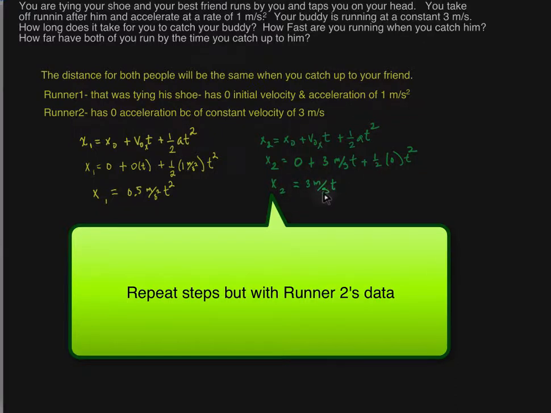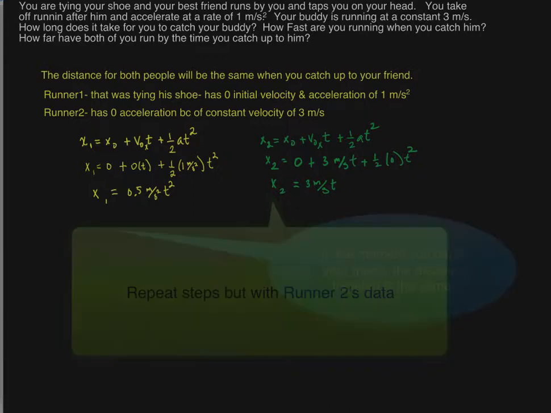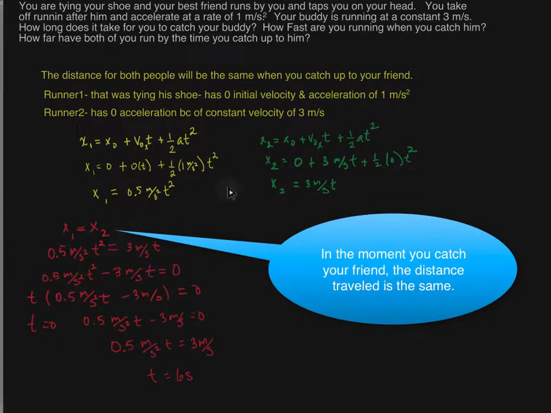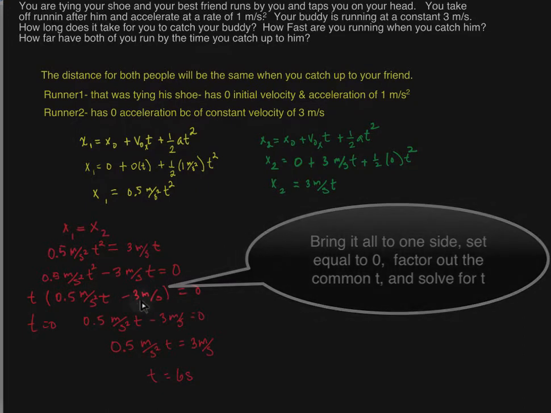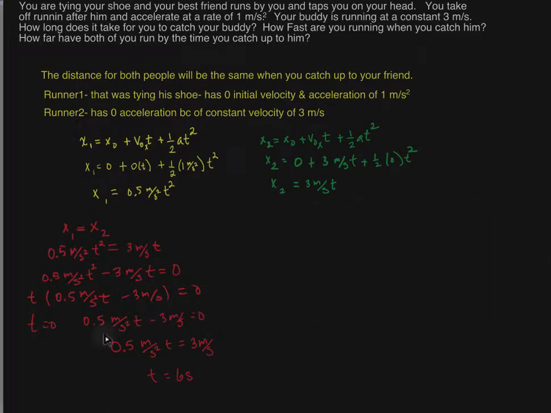There's the runner 2 formula. Now we know that they equal each other in distance, so set the two distances equal to each other. Don't divide anything out, bring it all to one side, factor out the common t, and then you'll be left with this expression here. Take this divided by this to get that, this divided by this to get that, and you're going to end up with this expression here. Solve for t, 3 on both sides, divided by 0.5. When you do so, you get 6 seconds.